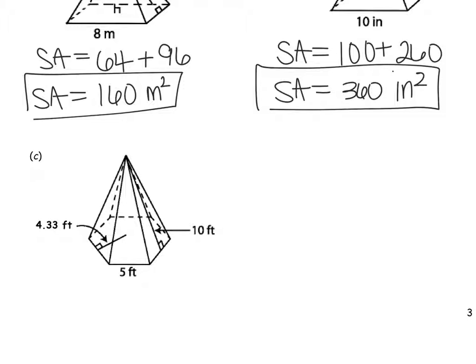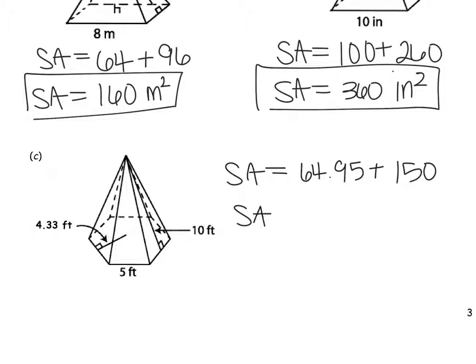In our last pyramid, our hexagonal pyramid, the base area was 64.95 plus our lateral area of 150, which gives us a total surface area of 214.95 feet squared.